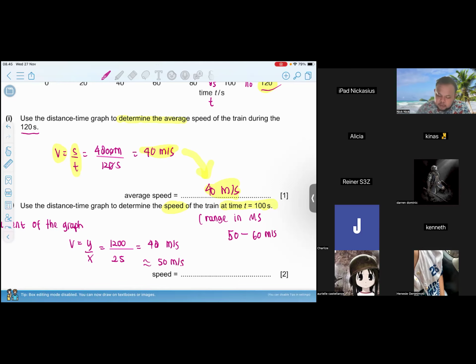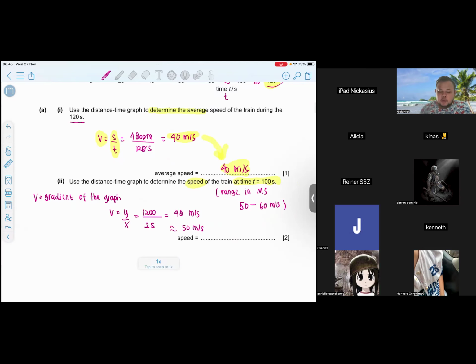Now, because you haven't learned about instantaneous velocity or instantaneous speed, in A level later there is a formula to calculate it precisely. Because we are using the graph, we use the concept that the gradient of the graph is the speed at a certain time. Yeah, we use y over x. But average speed, please distinguish them. Average speed is s over t. Okay?